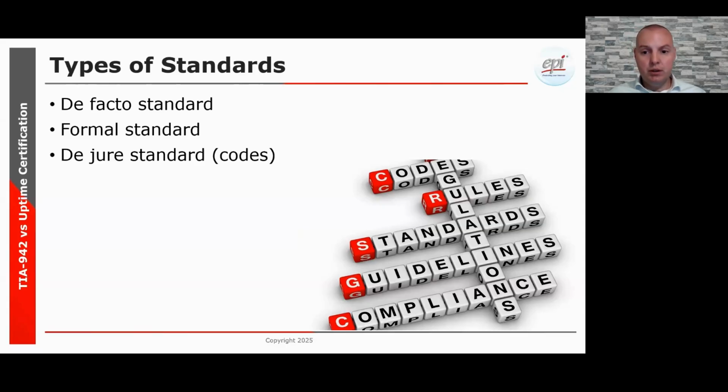Then there's a formal standard written by organizations aiming to guide industries or segments. Plus there is a de jure standard: legal codes and local regulations. Think about fire suppression and electrical codes. Formal standards could be either voluntary or non-voluntary, and de jure standards are not voluntary.